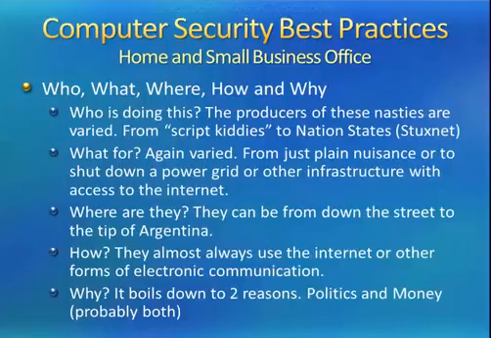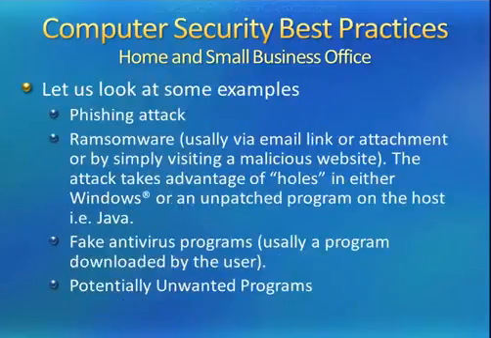Where are they? Well, they can be from down the street to the tip of Argentina. We have no idea where. If they're on the internet, they're a potential. How? Primarily the internet, but it can also be any other forms of electronic communication. And why? Well, in my estimation, it boils down to two reasons: politics and money. Probably both. Okay, we're going to look at some examples of a phishing attack. What does ransomware look like if I should get it on my computer?